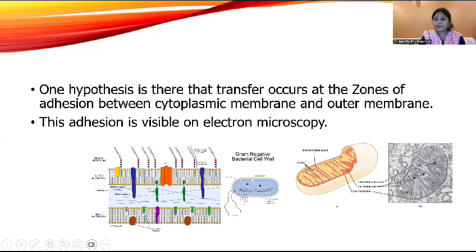This adhesion is visible on electron microscopy. This is the intermembrane space, this is the inner membrane, and this is the outer membrane. So at the junction, these get transferred.